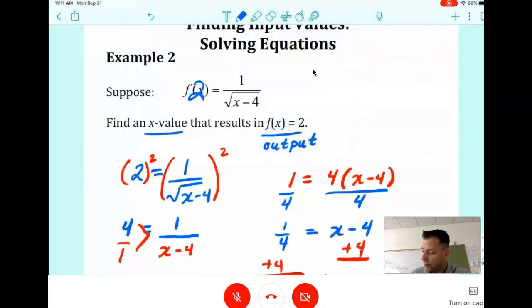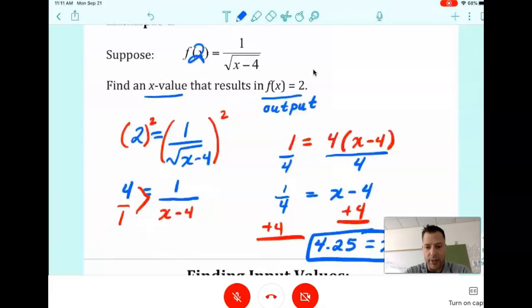And that is just one of the ways you can do that problem. So that's how to find an input value when given an output. We have to solve the equation. In this case, we solve for x, and it looks like we ran out of space there. I wasn't paying attention on that last little bit when we added there.